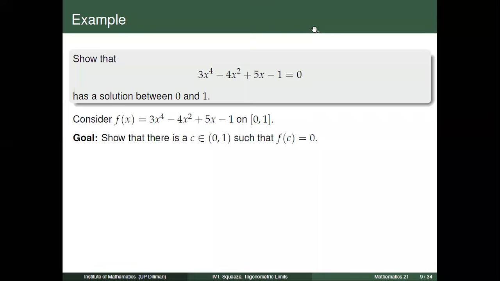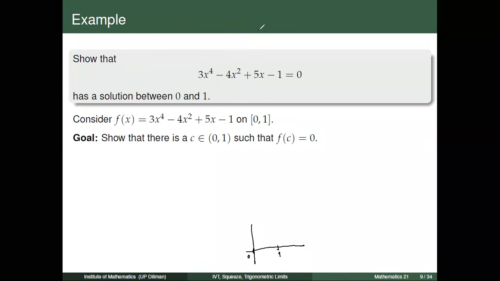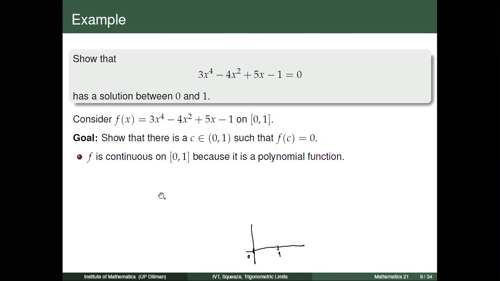Again, to illustrate, we want to show that the graph of the function intersects the x-axis somewhere between 0 and 1. So again, let's check if the conditions of the intermediate value theorem are satisfied. Is this function continuous on the closed interval [0, 1]? Well, yes, because it's a polynomial function. So the first condition is satisfied. Next, let's check the values at the endpoints. f of 0 equals -1, while f of 1 equals 3 minus 4 plus 5 minus 1, which is 3.